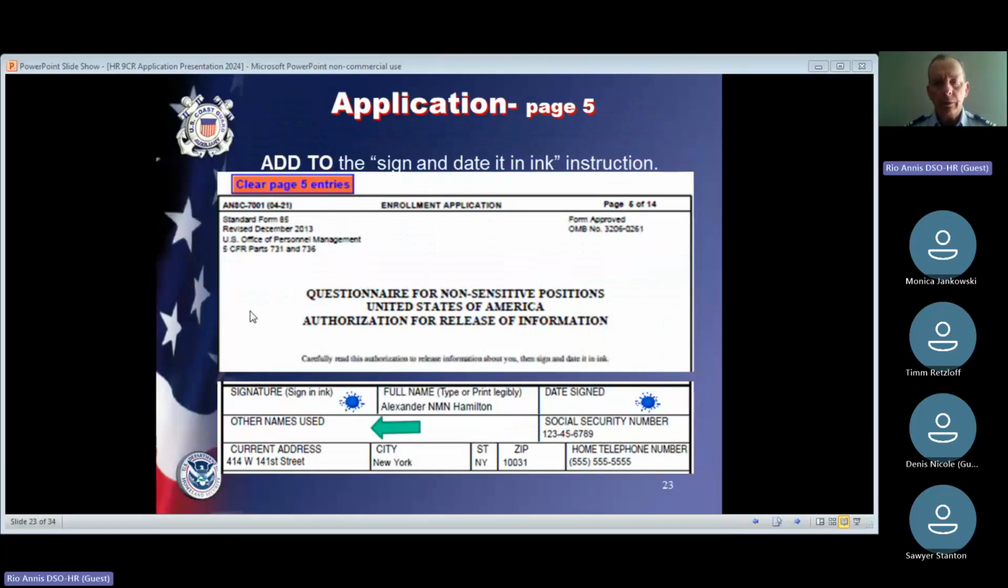This is page 5, lower section. This is the last signature spot for your applicant. Again, blue ink. The other names used is not a legal name. It's like Pat for Patrick or Mike for Michael. It's what they prefer to be referred to. It's nothing like a legal name. So I would not worry too much about that.